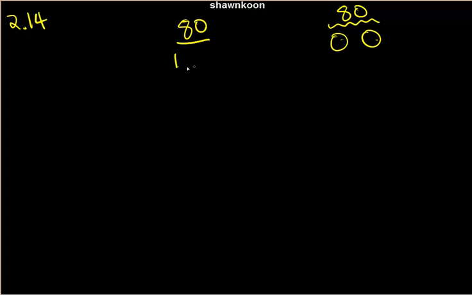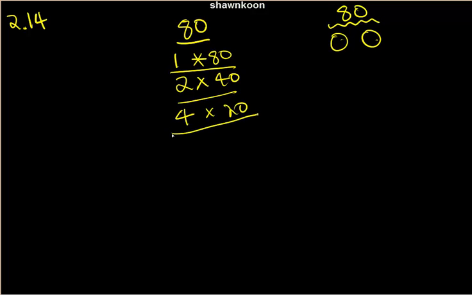So 1 works, right? 1 times what is 80? 80. Perfect. And 2 works. 2 times what? 40, right? Perfect. And what else? 3 works? Nope. So 4 times 20, that works. And 5 works also, 5 times 16. And 8 times 10. Perfect.